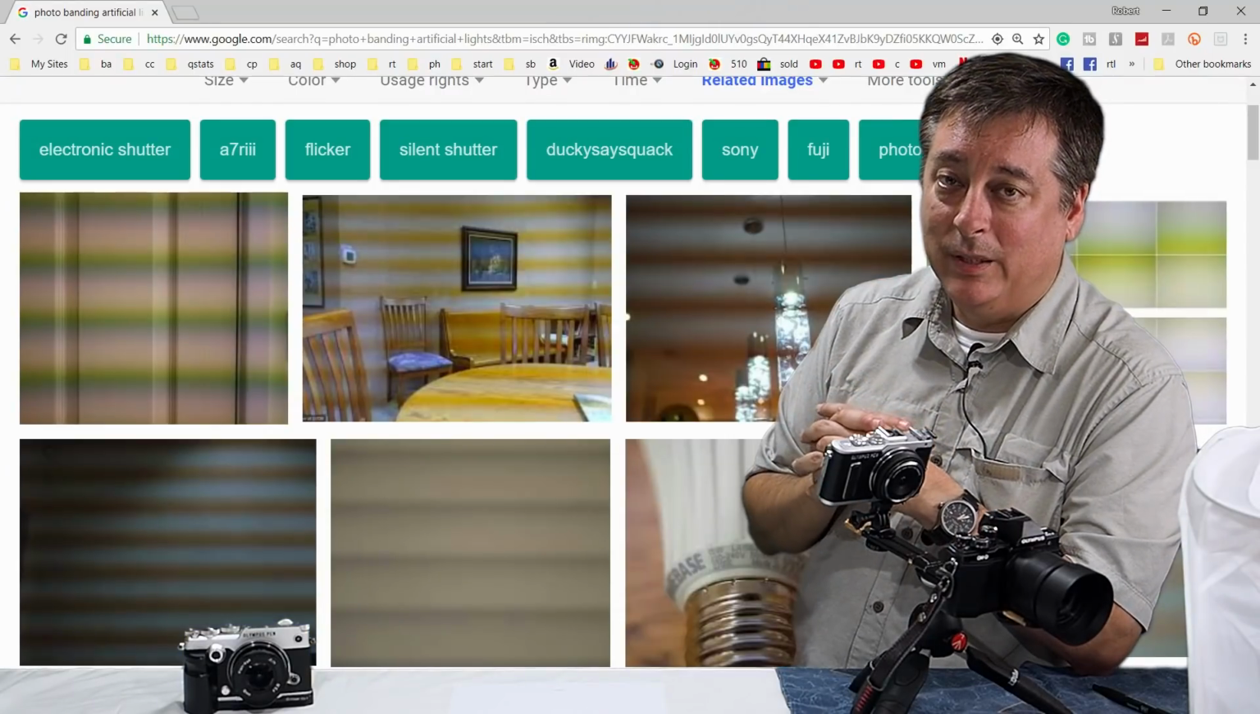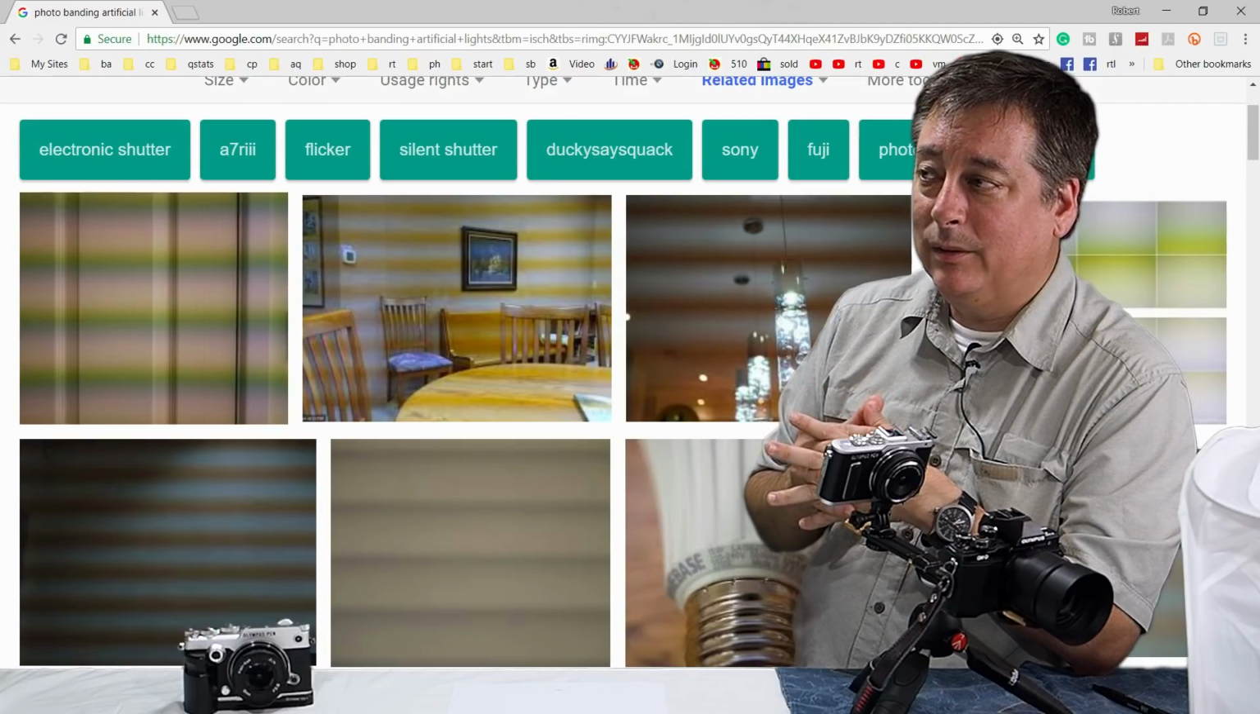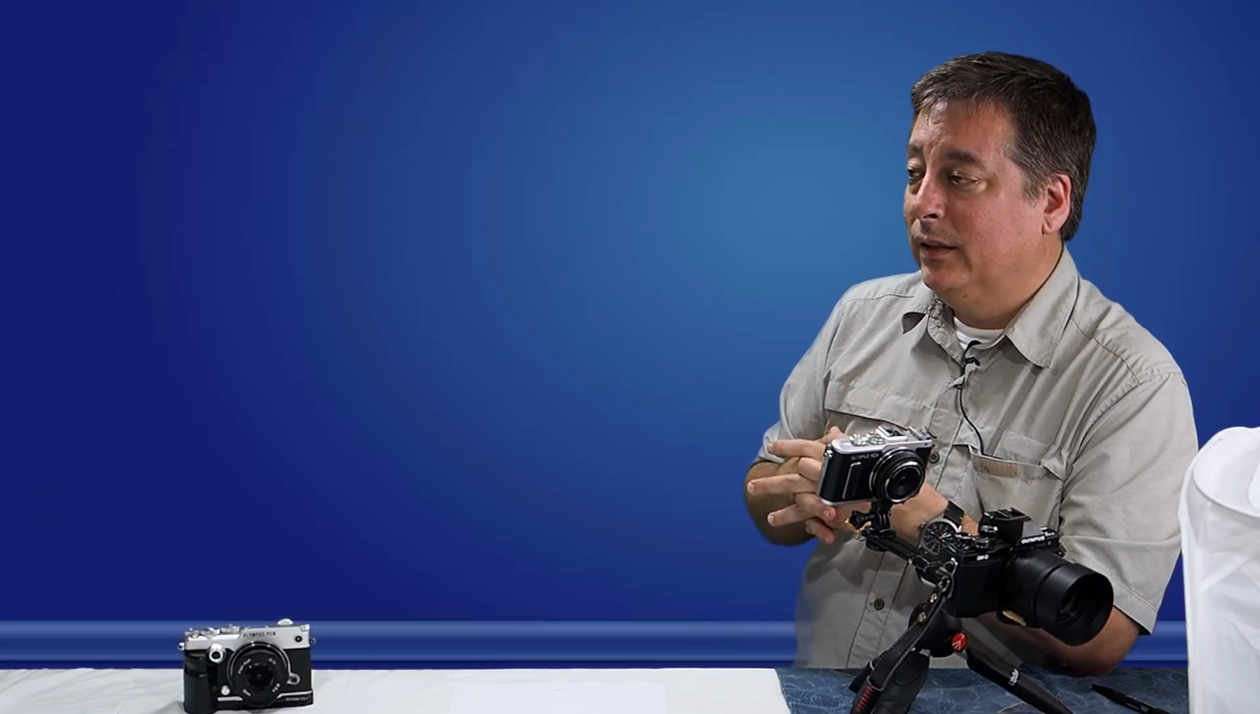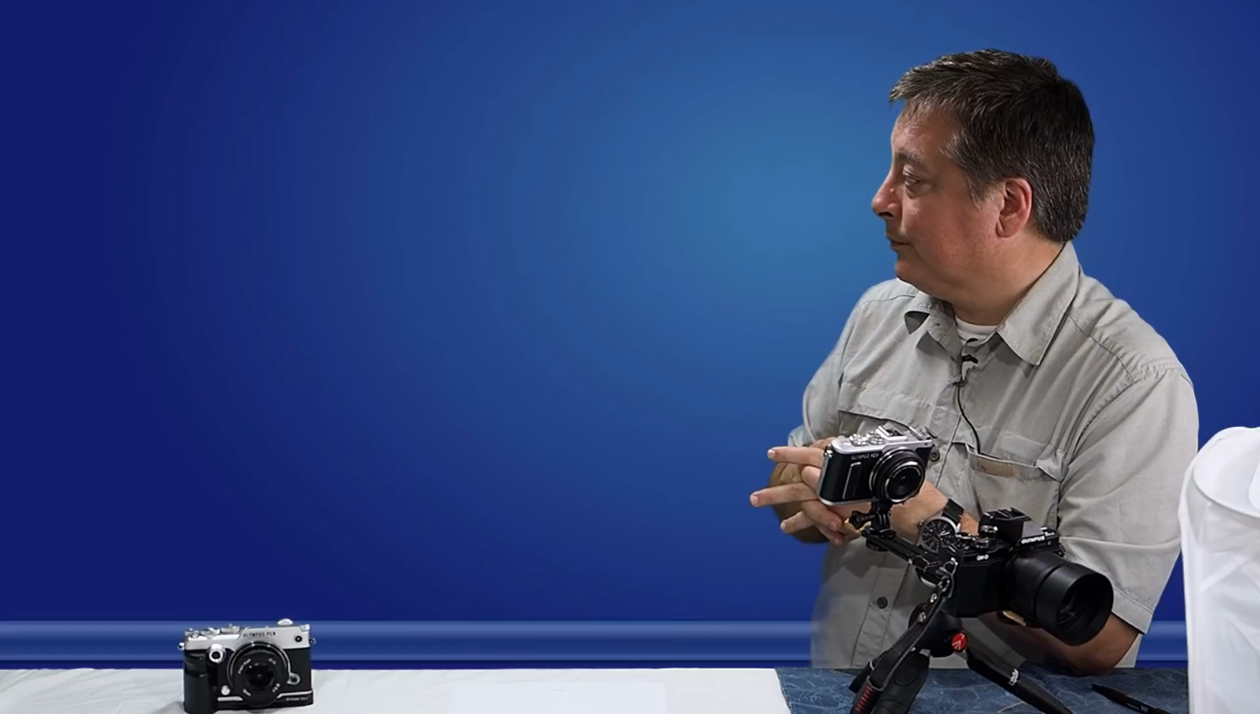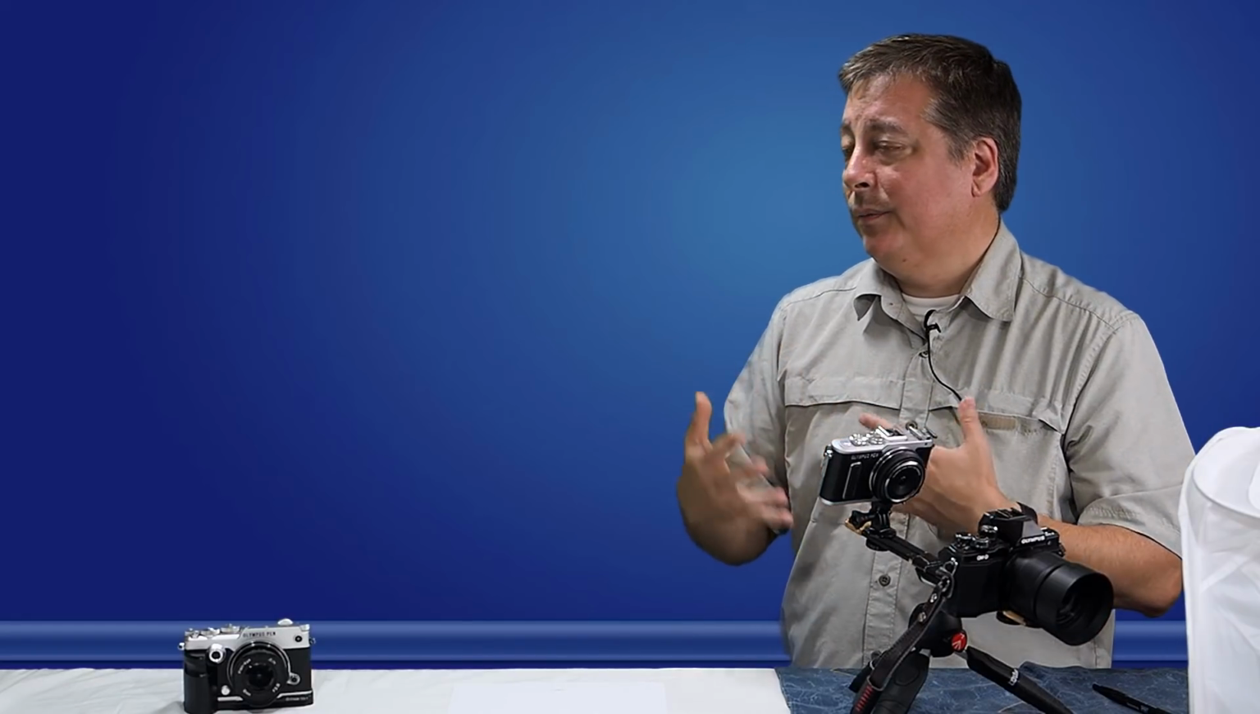And this is an example of that. There's lots of examples. You may have already run into it yourself. It's particularly bad with fluorescent lighting, the banding issue. So that's something to be aware of.